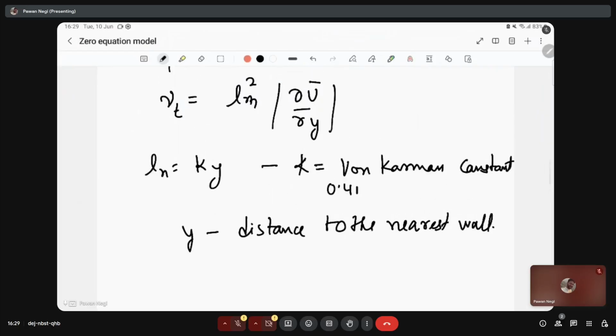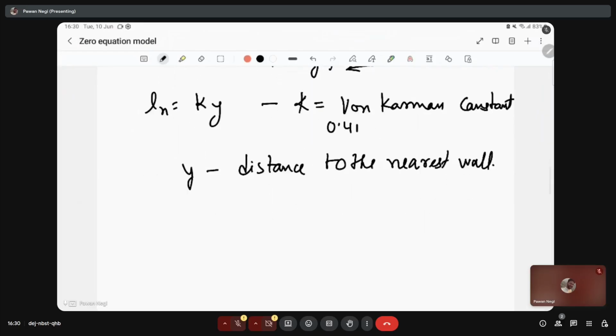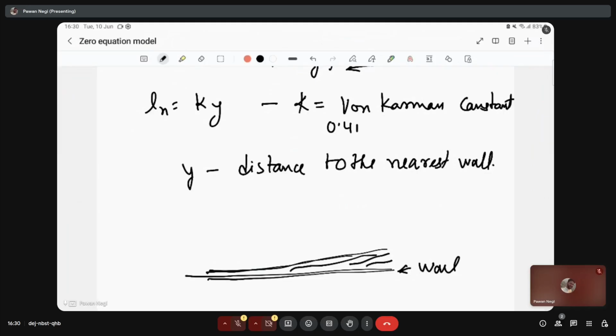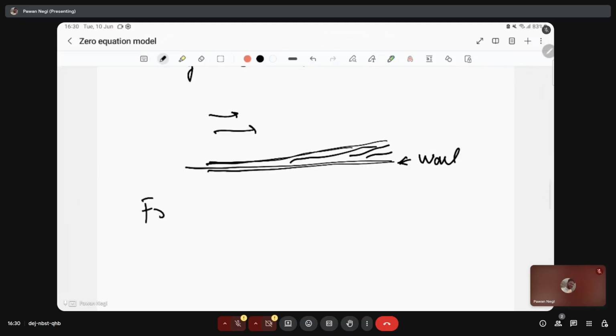Clearly, in this particular model, we have the distance to the nearest wall involved. Therefore, this model is recommended for flows that are wall bounded. There is a wall and you are interested in finding out the boundary layer behavior, the growth of the boundary layer in this flow. So in a free shear flow, this model is not recommended.